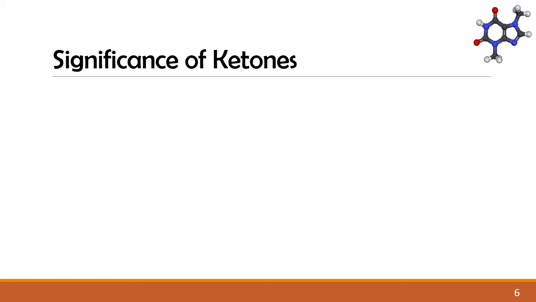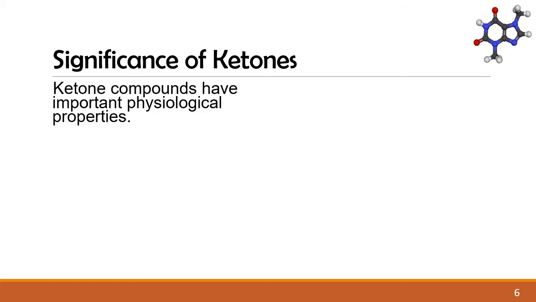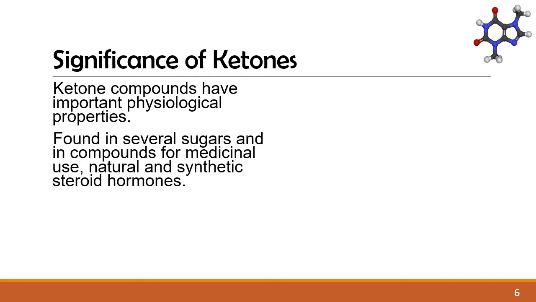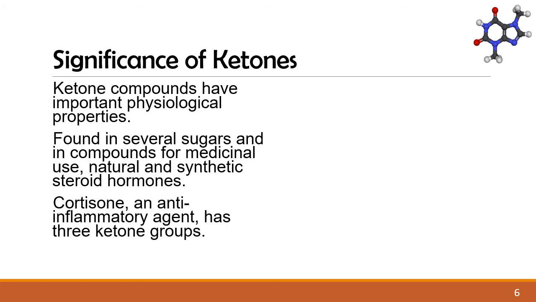Ketones do not just have significant uses in our daily lives. They also have important physiological properties. They are found in several sugars and in compounds for medicinal use and natural and synthetic steroid hormones. For example, cortisone, an anti-inflammatory agent, has 3 ketone groups.